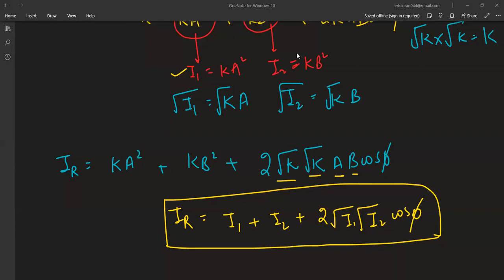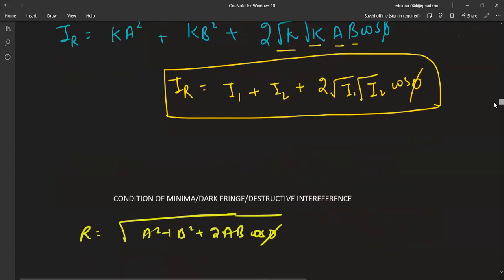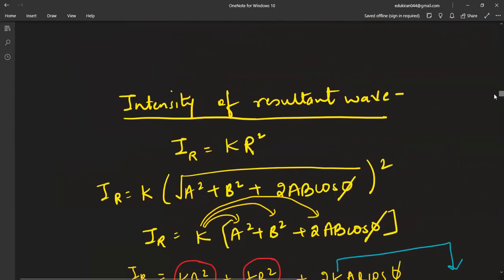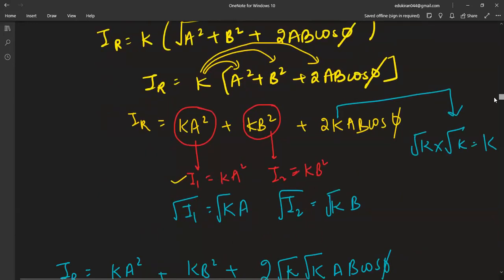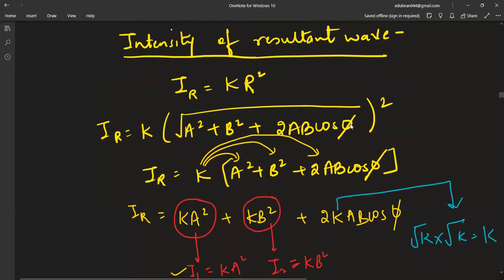No, clear, ma'am. Yes, ma'am. All right. So this is the intensity of the resultant equation. The way you have the resultant wave equation for amplitude, this is for the intensity. All right, now we'll see some conditions. But before the conditions, I'll tell you the condition of maxima and minima, that is, when will you get bright fringes, when will you get dark fringes. Quickly write down this intensity portion. It's small.